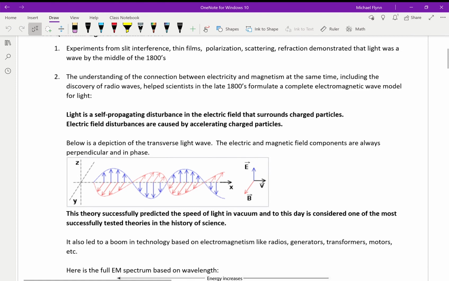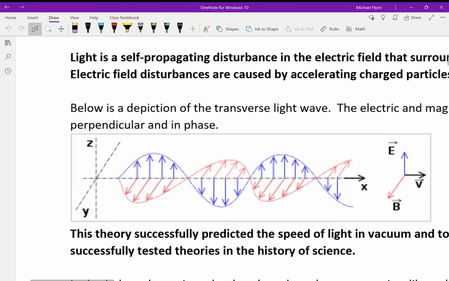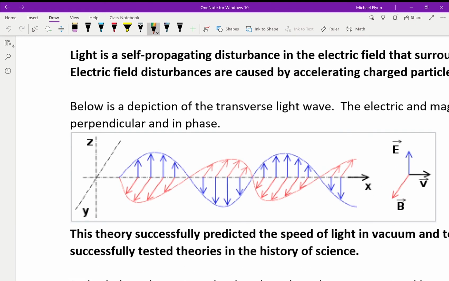Light is a self-propagating disturbance in an electric field. The electric fields are initially caused by accelerating charged particles. So how do you make an electromagnetic wave? We can do it artificially. All we have to do is accelerate electrons up and down an antenna. Let's say I have an antenna, and I'll zoom in on this little picture here. That z-axis there is just like a wire, basically. All I have to do is send the electrons up and down, kind of like alternating current.